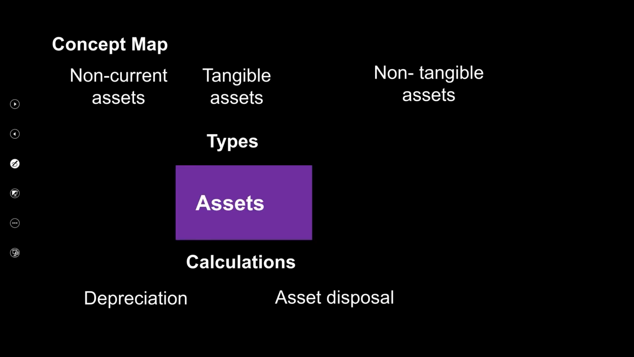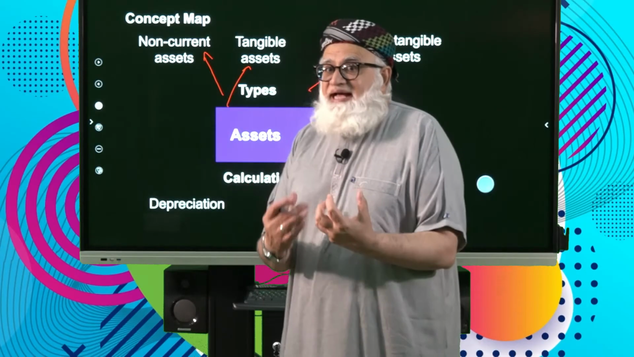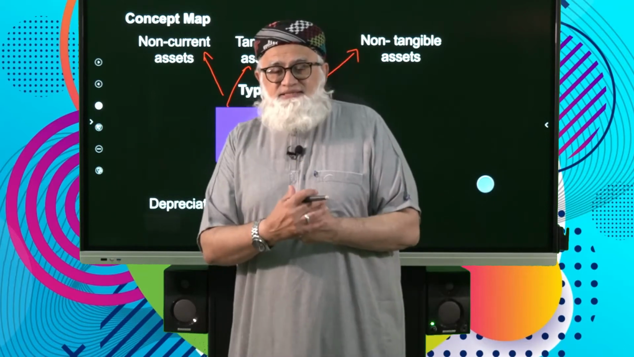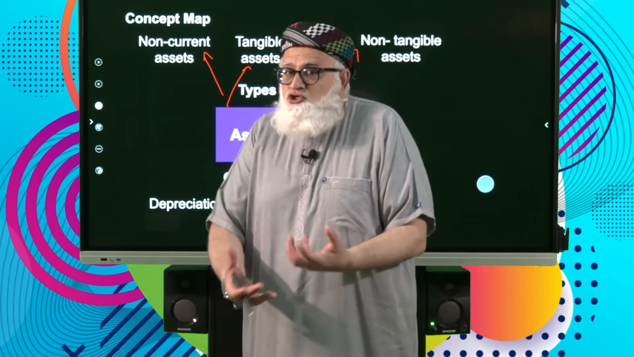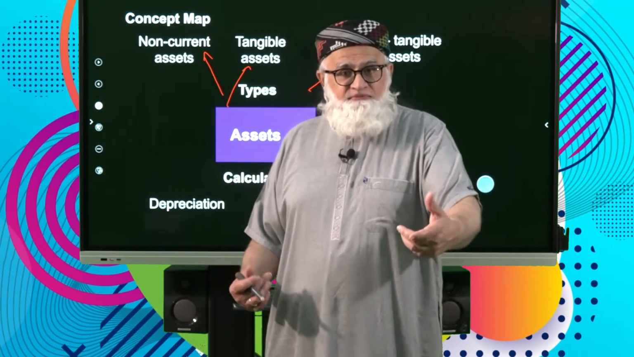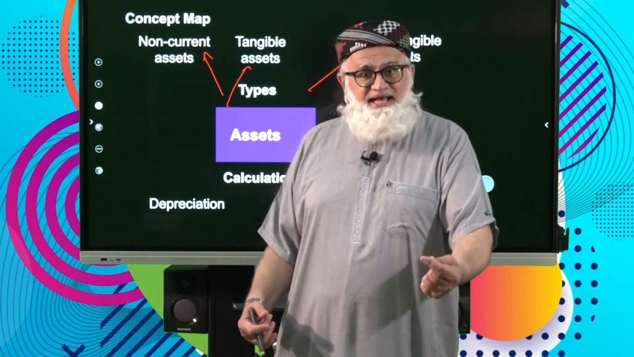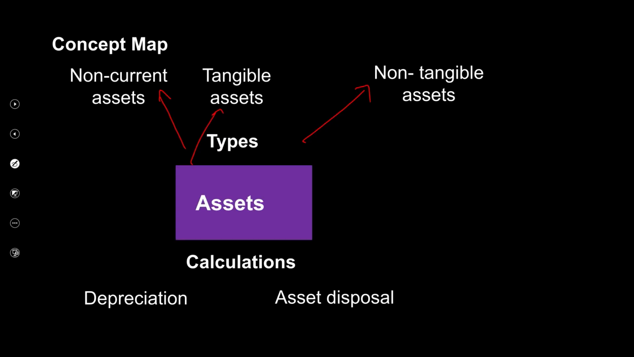So if we look at assets, and if we look at our mind map, or an overview, what are we dealing with? Remember, assets, you get non-current assets. And in your different types of assets, you have tangible assets and non-tangible assets. Now, when it comes to an asset, the business acquires it in order to use it. It is not bought with the intention of reselling it. However, it would become necessary for the business to sell the asset at some stage, and therefore you now have to do what we call asset disposal, and yes, the famous depreciation.